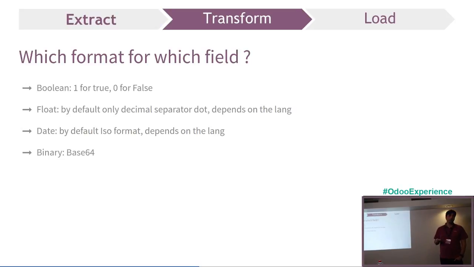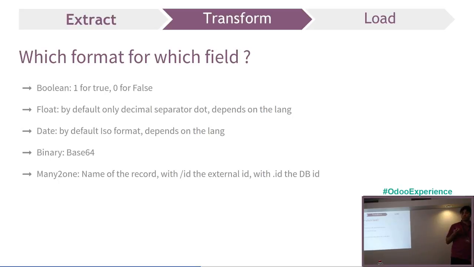The binary should be encoded in base 64 into the cell of the CSV. So when you have binary in your CSV, it's harder to visualize. So usually what I do, I'm happy with all the fields, then I'm checking it's loading, and then I'm adding the binary file.